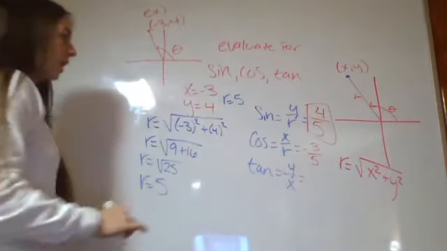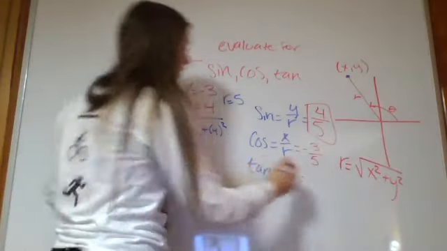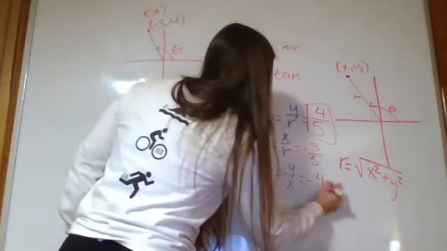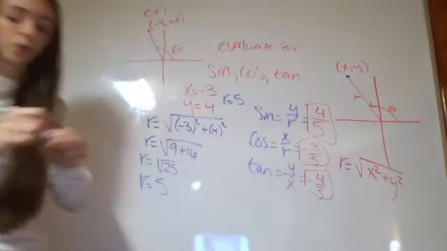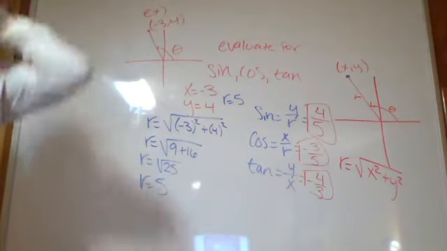Tangent is just y over x. So 4 over negative 3, negative 4/3. Okay, and those are those 3 different values then.